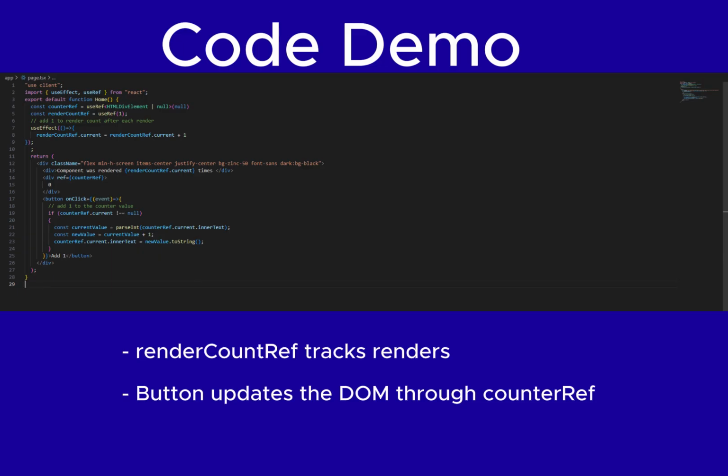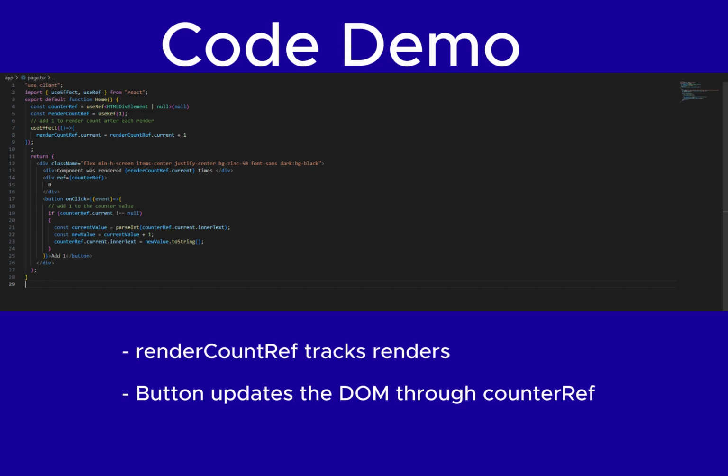First, I create a ref called renderCountRef and I display its current value on the page. Then inside useEffect, I increment renderCountRef.current after each render, so if React re-renders this component, that number should go up. Next, I create a second ref called counterRef and I attach it to this div that starts at 0. When I click the button, I read the div's text, add 1, and write the new value back using counterRef.current.